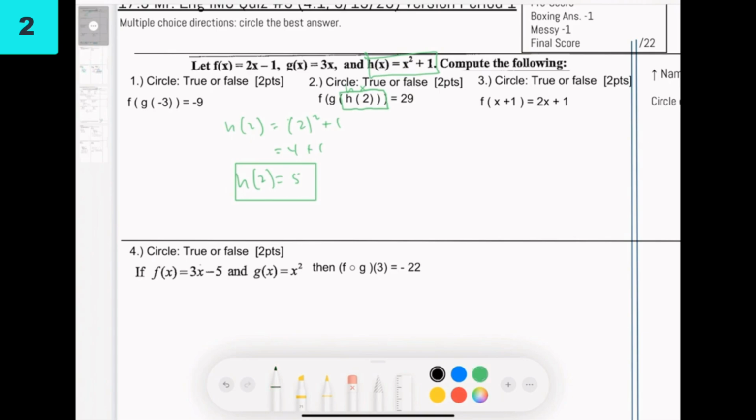This is my input, and this is my output. This is my answer. Now, what happens is now that green is 5. So now I need to find g of 5. This 5 here now becomes the input into function g. So g, now every x value I'm going to write 5. G of 5 equals 3 times 5, which means 15. G of 5 equals 15.